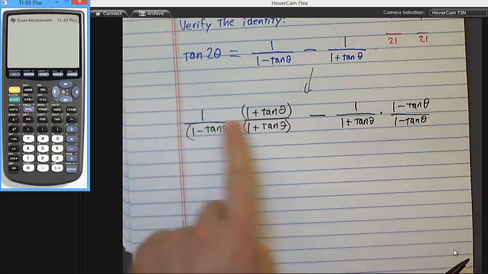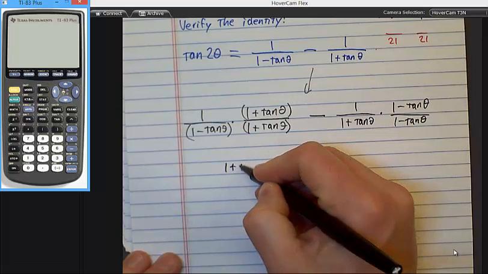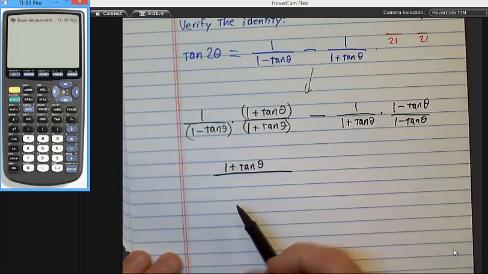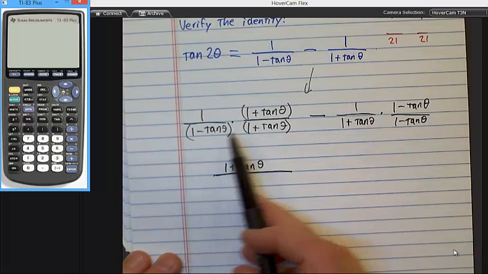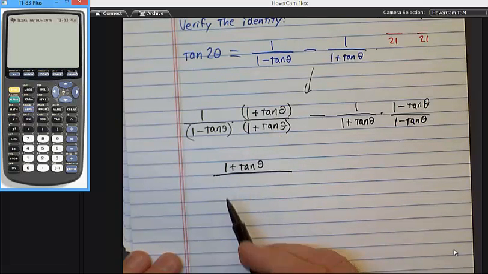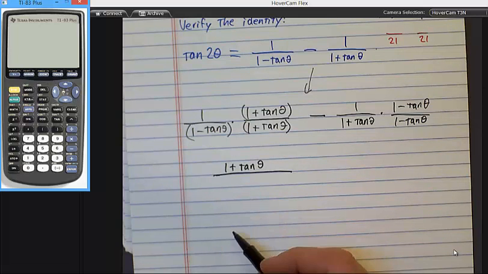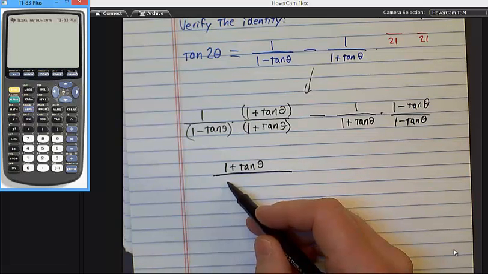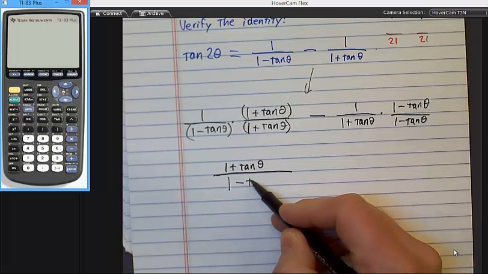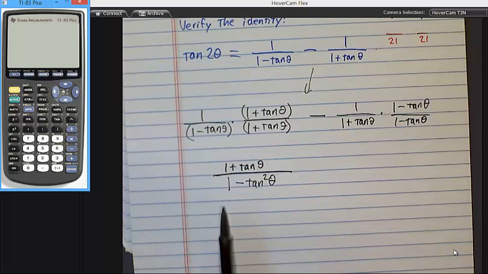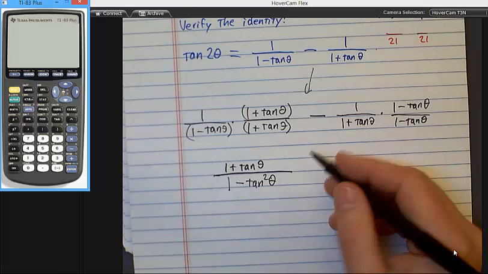In the numerator here, I just have 1 plus tangent of theta. In the denominator, by the way, is there another way to write this? 1 minus tangent times 1 plus tangent. Well, you can multiply it out, right? But if you multiply it out, what do you get? 1 minus tangent squared theta. Well, let me show you how we got that. You're right. Let me do it slowly in the other fraction.